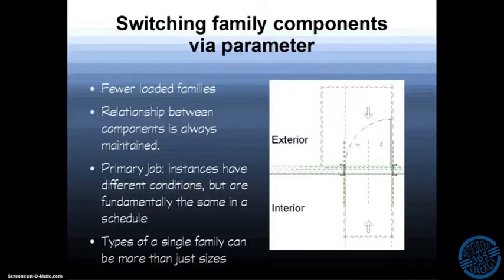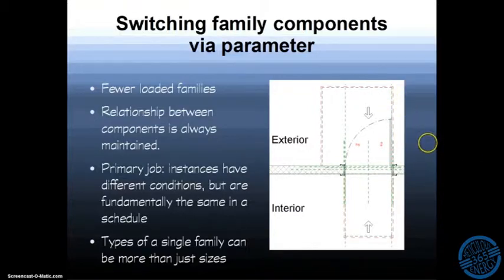then you're loading a lot of extra elements into your project, where if you just loaded a window that had sub-nested families in it, the same window can be in a brick wall and have a brick surround, and another window be in a trim wall and have a trim surround. And that is a way to switch these out.